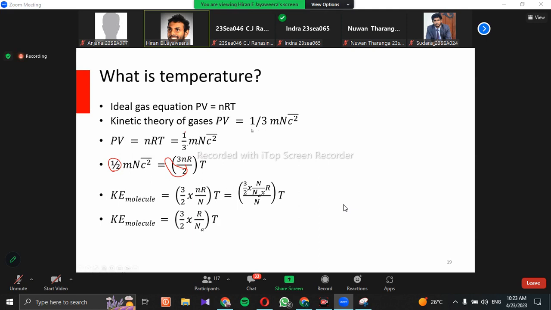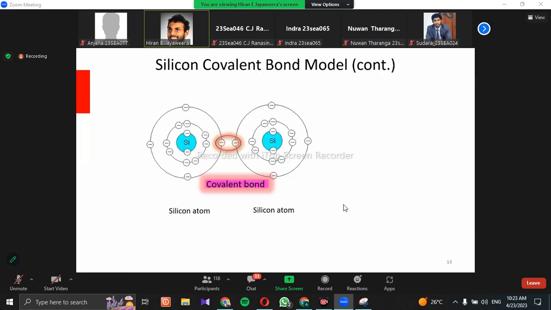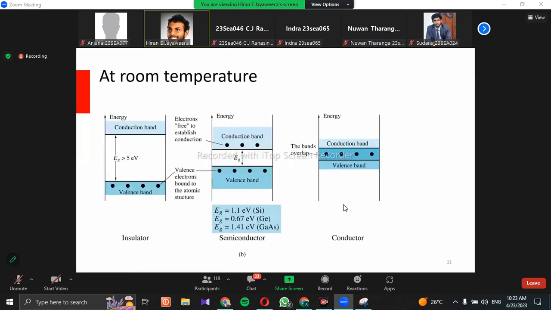Although we proved this for gases, this is true for solids and liquids as well. If you want to prove it, you need a different approach. So remember that whenever someone asks about temperature, it's a measure of random kinetic energy in the system, right?